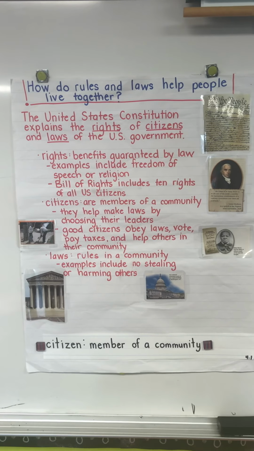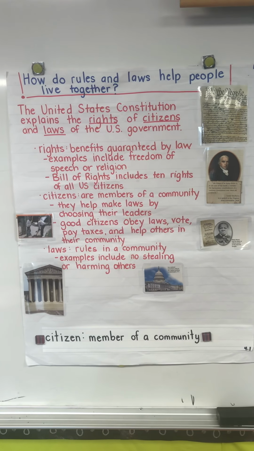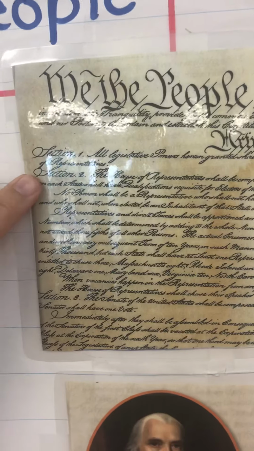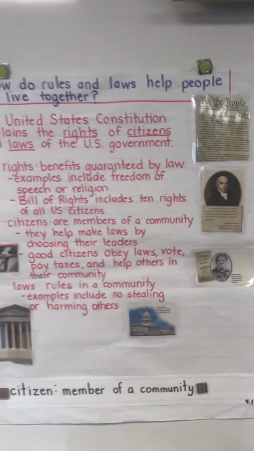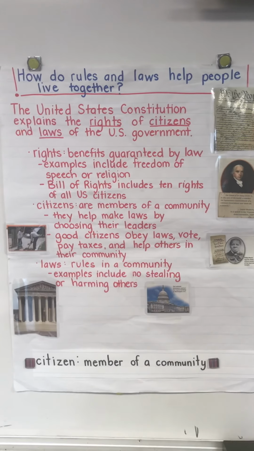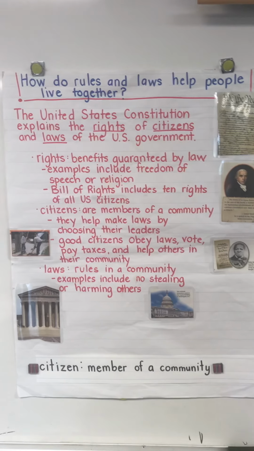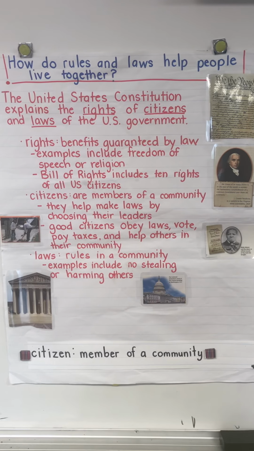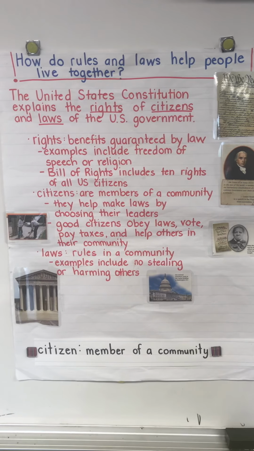All right, so last week we talked about this concept. The United States Constitution explains the rights of citizens and laws of the U.S. government. And here is a very famous part of that, which is the "We the people." That's how the Constitution begins. Okay, well, what exactly does that mean, rights? I'm not talking about the opposite of left. I'm talking about your rights as a citizen of the United States. A right is a benefit guaranteed by law. Nobody can violate that because it's given to you by the laws in our country.